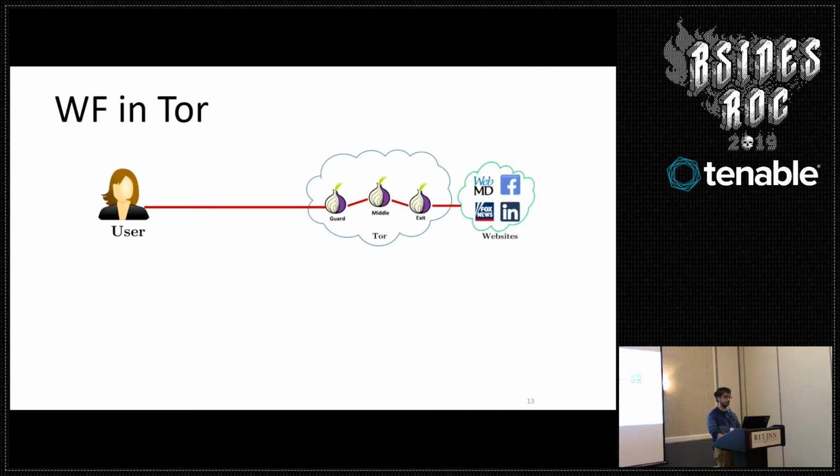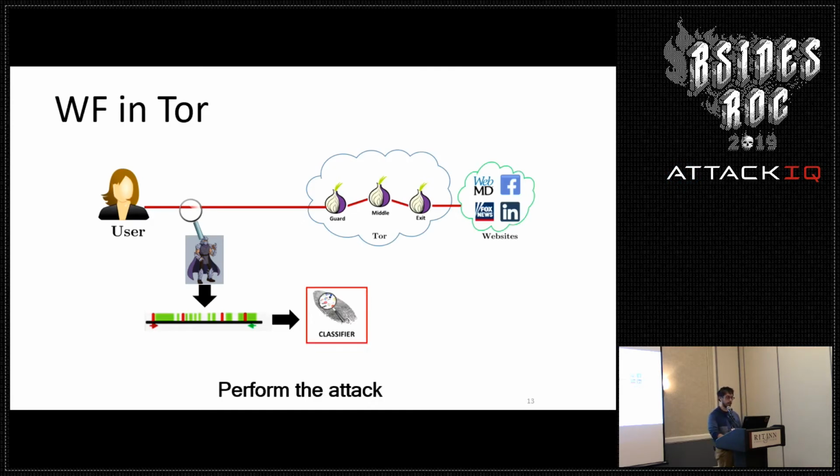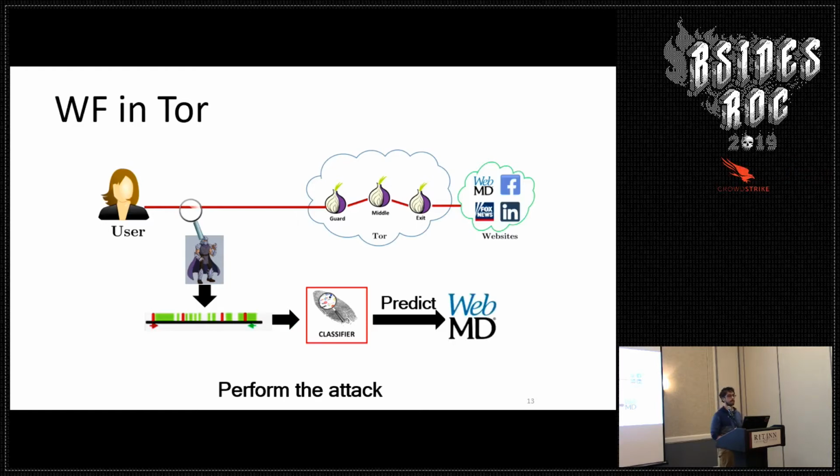Step two of the attack, again, here's your user going over Tor to these websites. Shredder is going to sniff on that connection and see this traffic pattern, use the classifier to determine what website it is that Shelley is going to. In this case, WebMD.